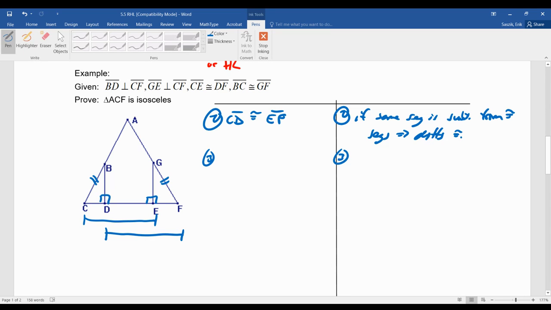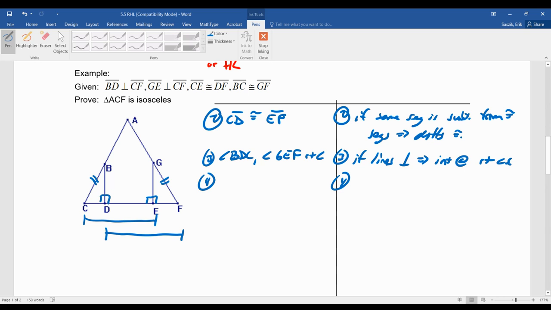Now, I have to say that angle BDC and angle GEF are right angles. If lines perpendicular, then intersect at right angles.